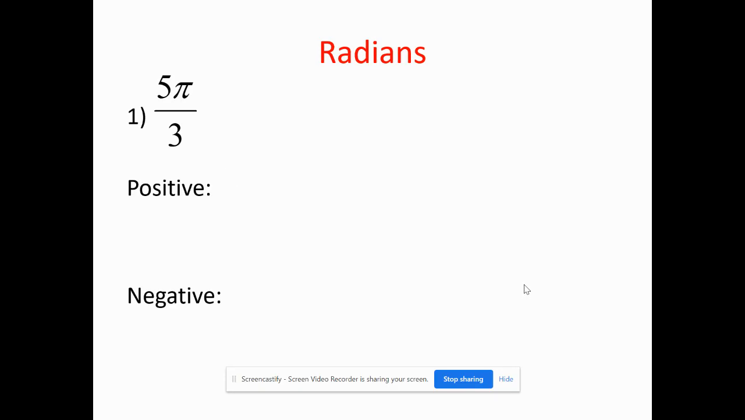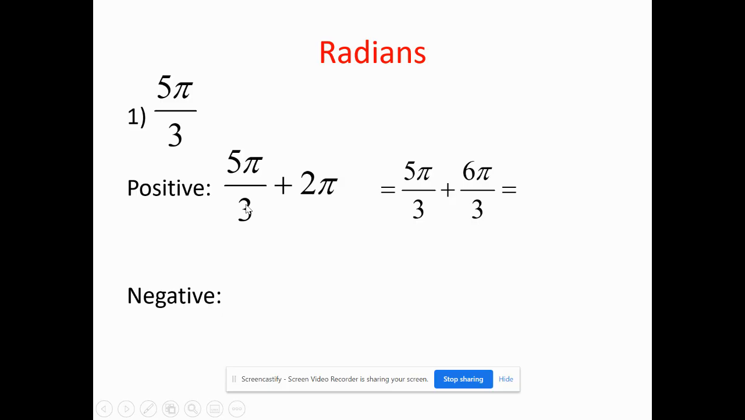Finally, radians. Add a whole circle, but what's a whole circle? A whole circle in radians is 2 pi. So now I need a common denominator. So this is over 1, so times 3 on top and bottom. So common denominator. Add the tops. 11 pi over 3 is a positive coterminal angle in radians.